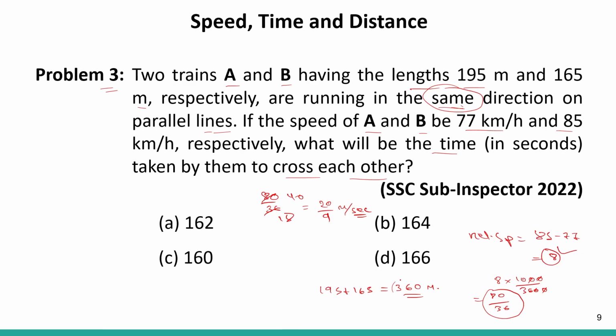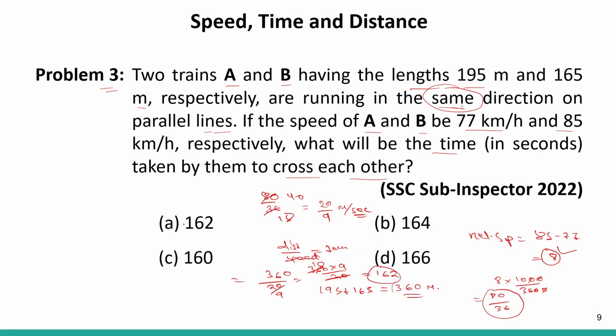Okay, so to cover this much distance, how much time will it take? Distance by speed is equal to time, right? So this is equal to 360 by 20 by 9, which will be 360 into 9 by 20, so this will be 18 into 9, that is equal to 180 minus 18, that is equal to 162. So 162 seconds it will take for them to cross each other.